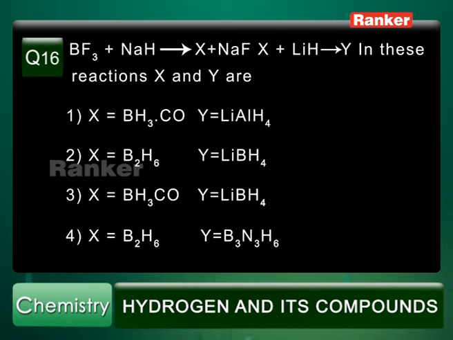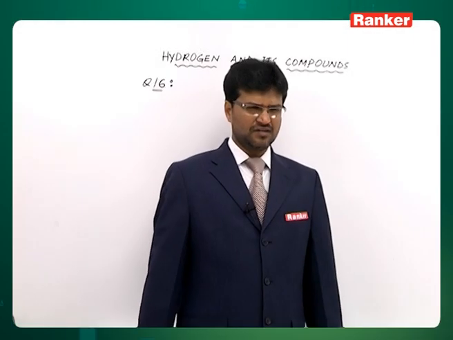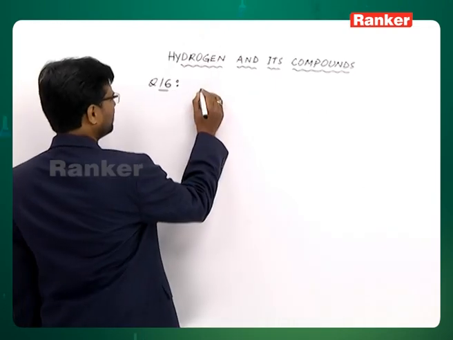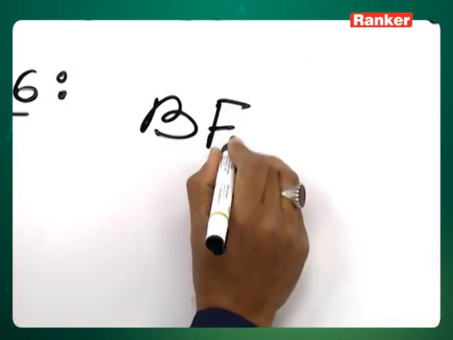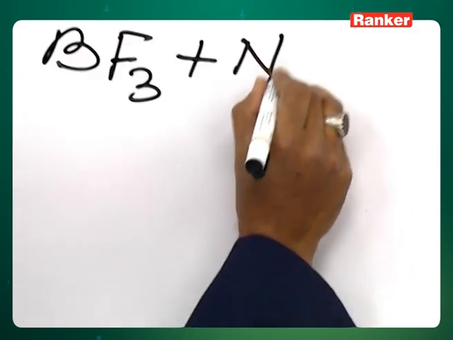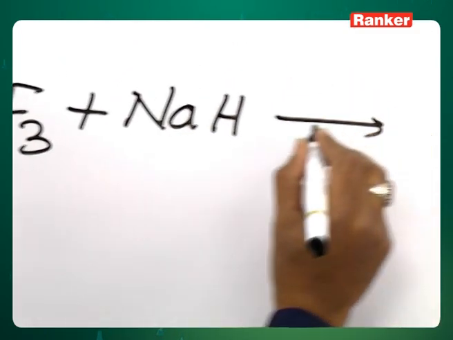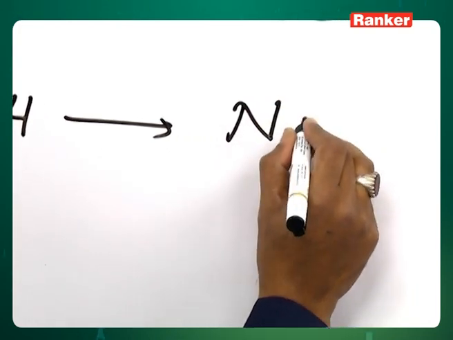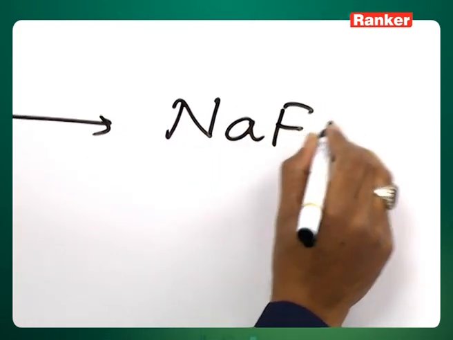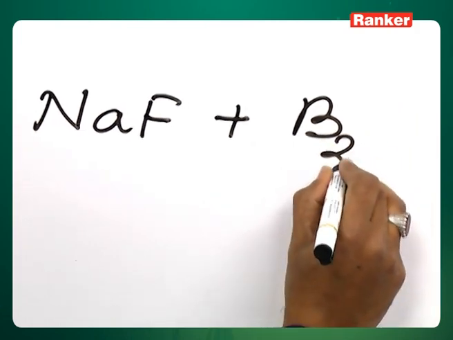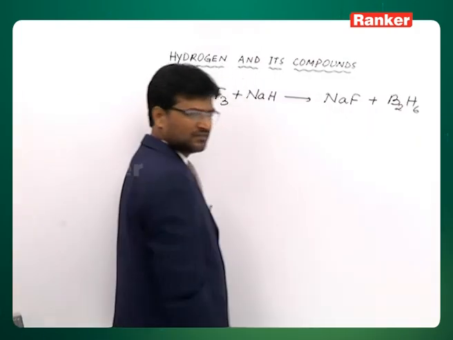Answer is third option. Question number 16. BF3 reacts with NaH to give a compound X along with NaF, and then this compound X reacts with LiH to give another compound Y, and we need to find out what are X and Y in these reactions. Now we know that when BF3 reacts with a reducing agent NaH, we get NaF plus diborane B2H6.